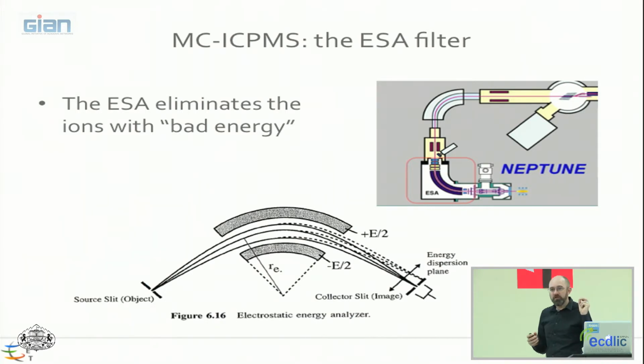This is simple. The ions are coming. If they are too slow, they will be trapped by the electricity on both sides. Then, after the electrostatic energy, you are in the mass spectrometer with the same geometry, and in fact it is the same as you have in the TIMS, in the Triton.